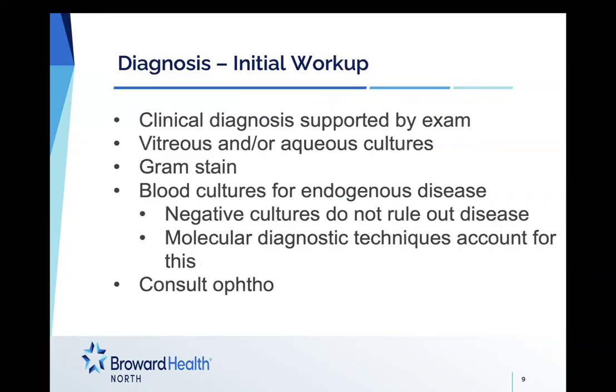So for diagnosis, the initial workup is going to be done clinically, and it's going to be supported by the physical exam, looking at those features that we just saw previously. And so you're going to obtain vitreous and aqueous cultures. You're going to do a gram stain of those cultures. And then you also want to make sure that you obtain a blood culture for the endogenous disease because you want to make sure that you're treating the underlying infection that might be causing the endophthalmitis.